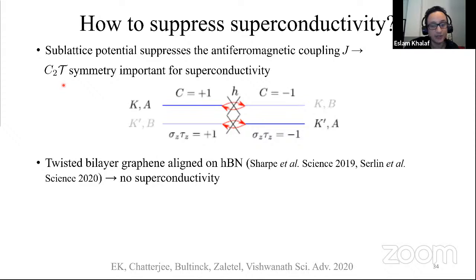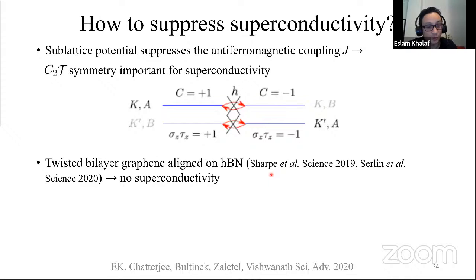And indeed, there have been a few samples considered in the literature which have this feature. It turns out actually that this helps observe the quantum anomalous Hall states. But another feature of these samples is that none of them showed superconductivity. So this is one of the things that, at least for the range of samples we have, seems to be reliable. When you align with hexagonal boron nitride, you lose superconductivity.